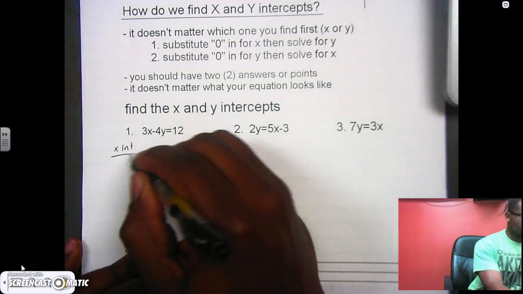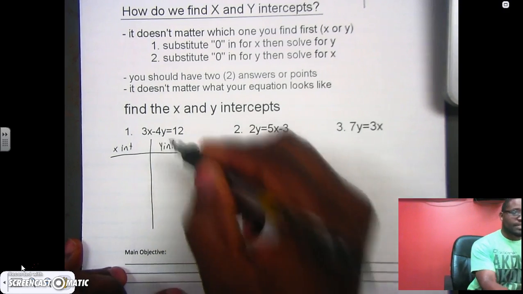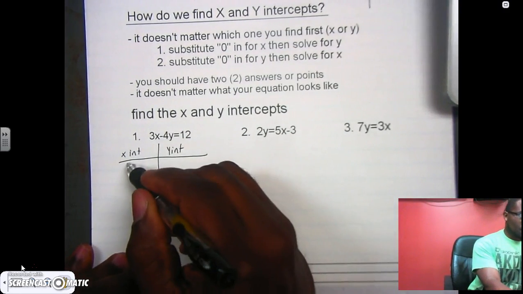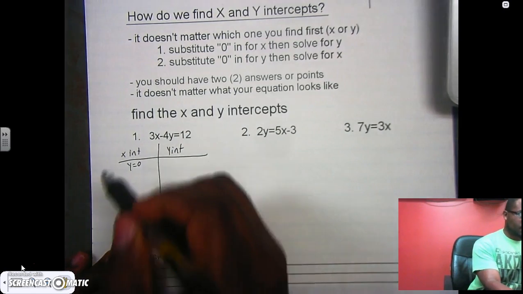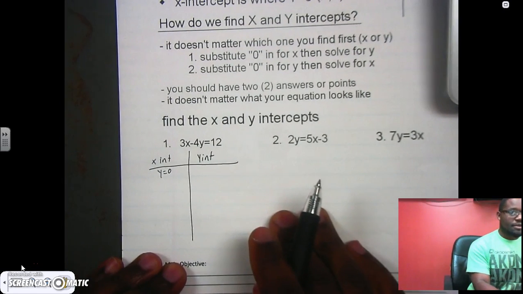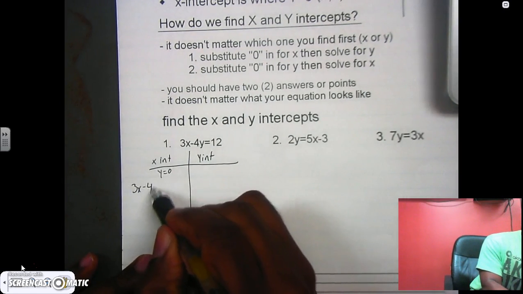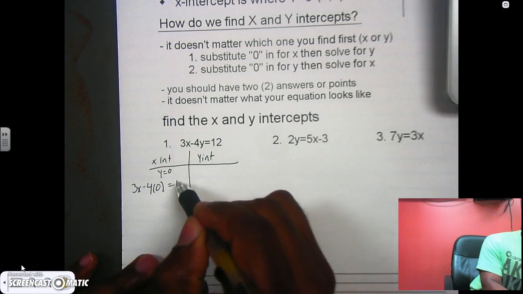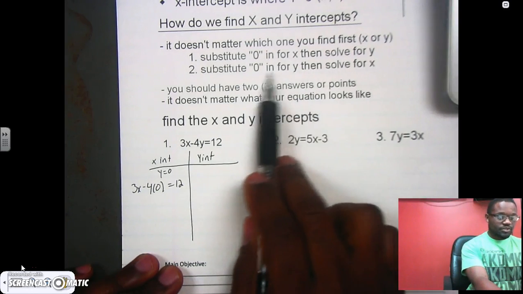Now, you don't have to do this. This is not necessary, but it's kind of helpful. The x-intercept is where y equals 0. I'm going to start on the x-intercept side. So I'm going to take this equation and rewrite it, and whenever I get to y, I'm going to make it 0: 3x minus 4 times 0. When I say make it, I substitute 0 in for y. That's what the note said. So I substitute 0 in for y.